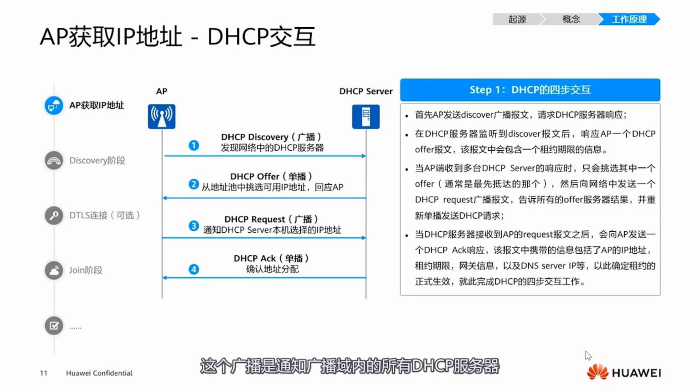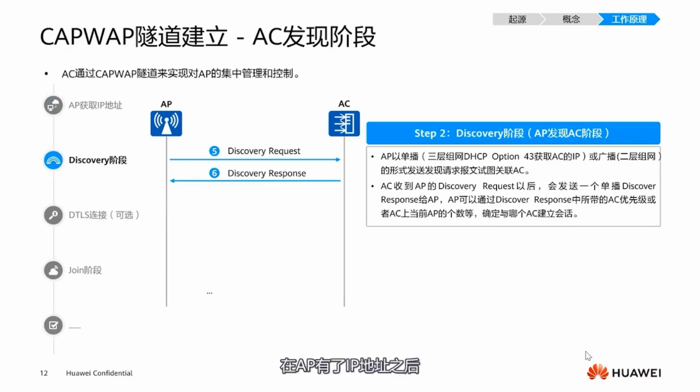Then, the AP must reply with a request, which is also broadcast. This broadcast informs all DHCP servers in the broadcast domain which IP address it has chosen. Once the DHCP server receives this, it replies with a DHCP ACK, now with more detailed information. This includes the IP address, lease term, gateway information, DNS, and other information all sent to the AP. Then, the AP truly obtains the IP address. This is the first step. This is not only for APs, but it works the same for others too. It's just more typical for APs.